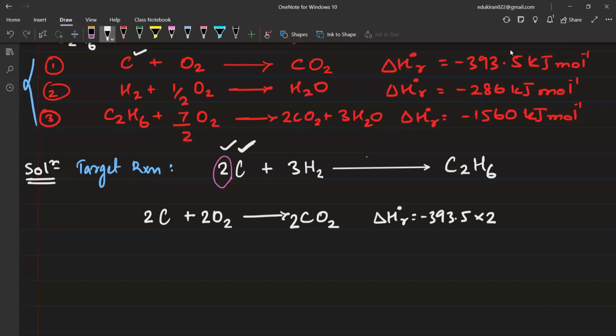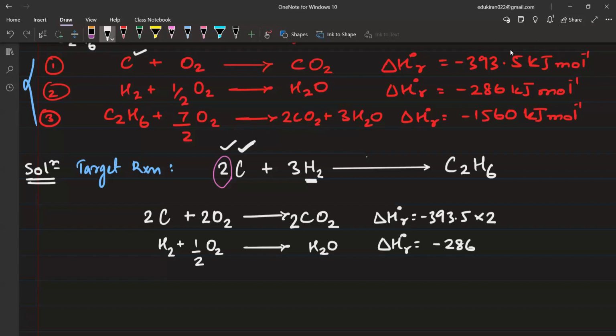ठीक है. Similarly, tell me, do you see hydrogen in any of the reaction 1, 2, 3 in the given data? Yes, sir. In which reaction? 2, second one, right? In the given data and in the target reaction, in both the cases, hydrogen is in reactant. Yes or no? Yes, sir. So we will write the reaction as it is. When we write the reaction as it is, we will get H2 plus half of O2 gives us H2O. And for this, the enthalpy of reaction is given as minus 286 kilojoule per mole, whatever it is.